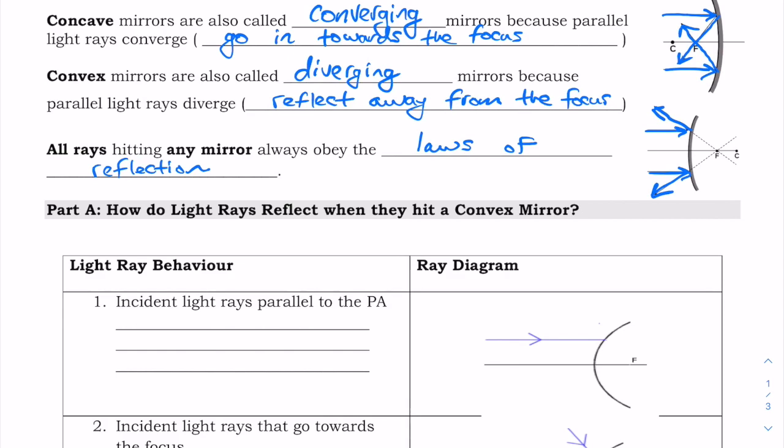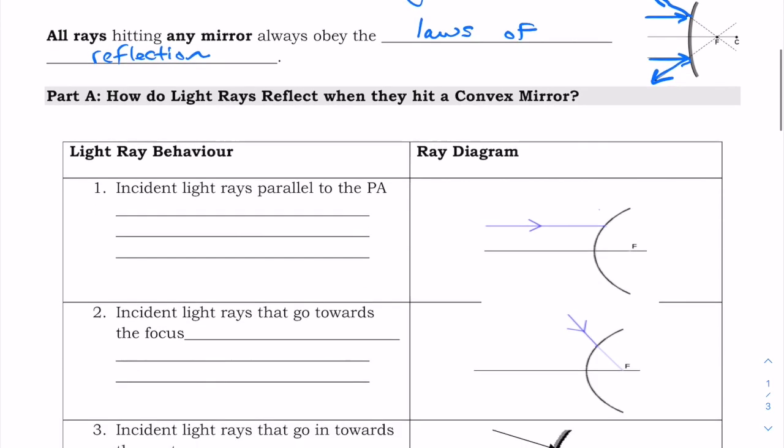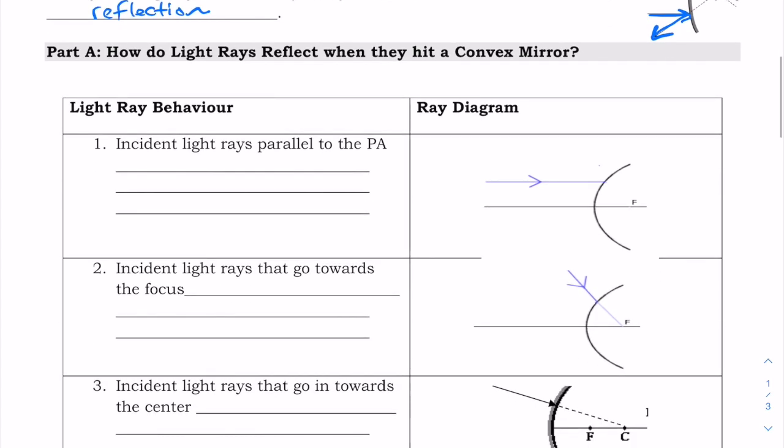Alright, so in a similar way to what we did in the last lesson, we're going to look at some rules for understanding how light rays reflect when they hit a convex mirror. Let's take a look. In our first rule, whenever an incident ray of light parallel to the principal axis hits the mirror, it reflects like it came from the focal point.